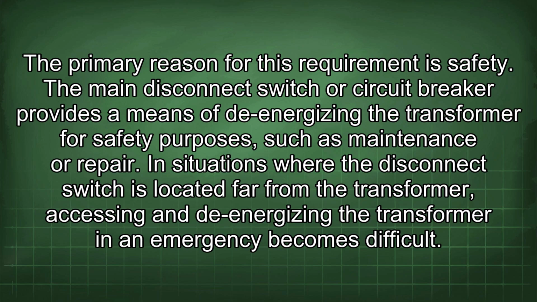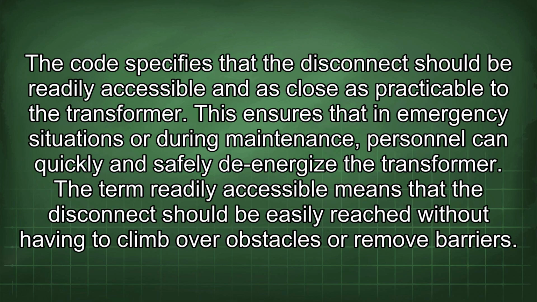The main disconnect switch or circuit breaker provides a means of de-energizing the transformer for safety purposes such as maintenance or repair. In situations where the disconnect switch is located far from the transformer, accessing and de-energizing the transformer in an emergency becomes difficult. The code specifies that the disconnect should be readily accessible and as close as practicable to the transformer. This ensures that in emergency situations or during maintenance, personnel can quickly and safely de-energize the transformer.